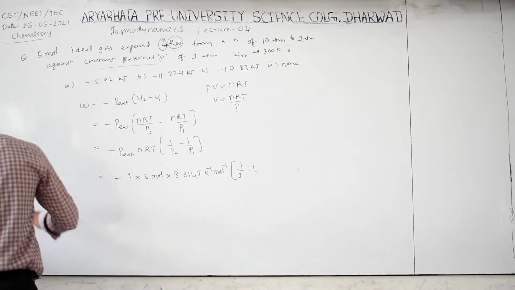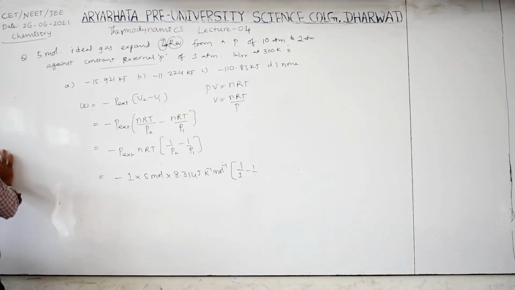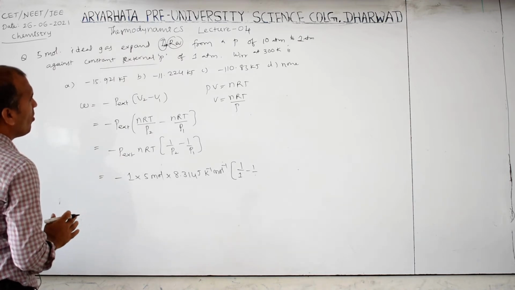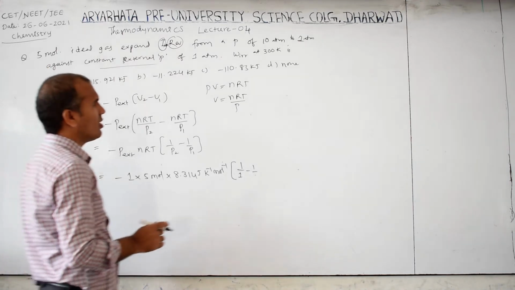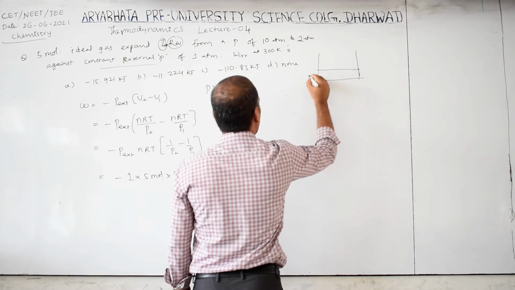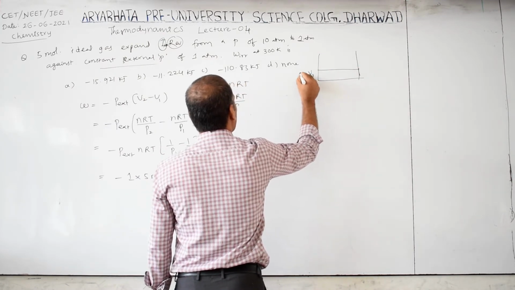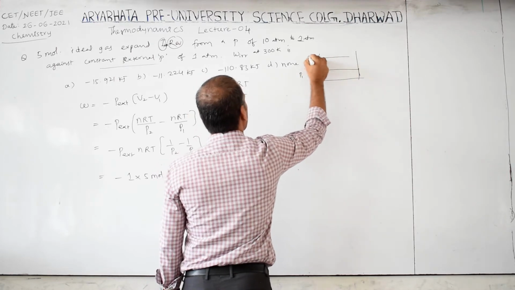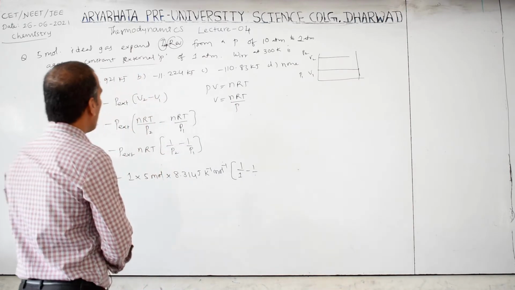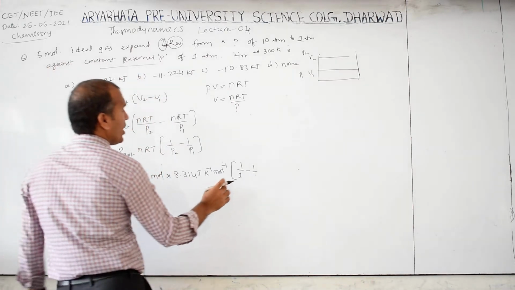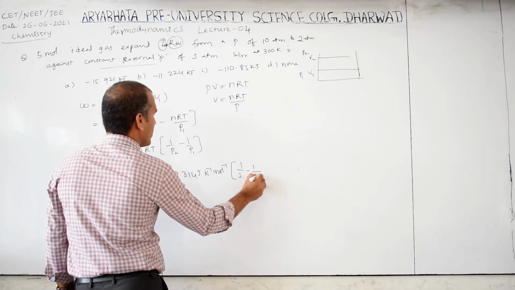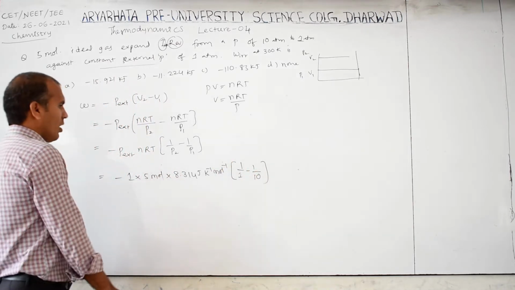One second, I'll check what is the question. Expansion meaning what is there? First lower volume V1, then this is P1, this is V2, then this is P2. Then P2 is 1, okay, P1 is, that is 10. Okay.